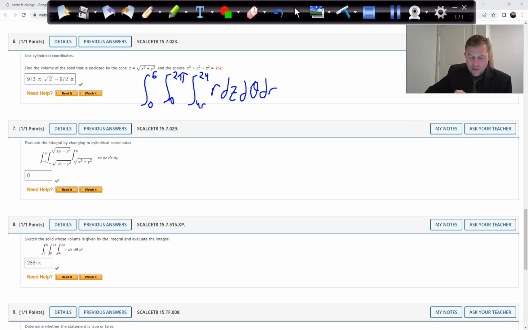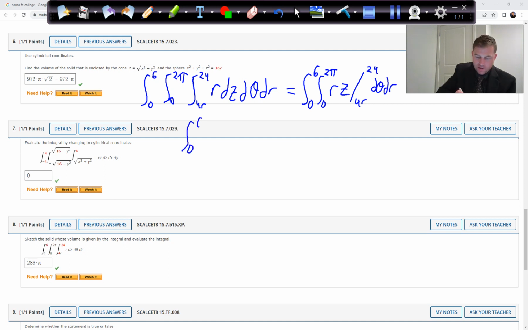So we're going to get the antiderivative of this, since there is no z, we're just going to add a z. And z is going to go from 4r to 24. Then we have the d theta dr. So we're going to get 0 to 6, 0 to 2 pi. This is going to be r times 24 minus 4r, d theta dr.